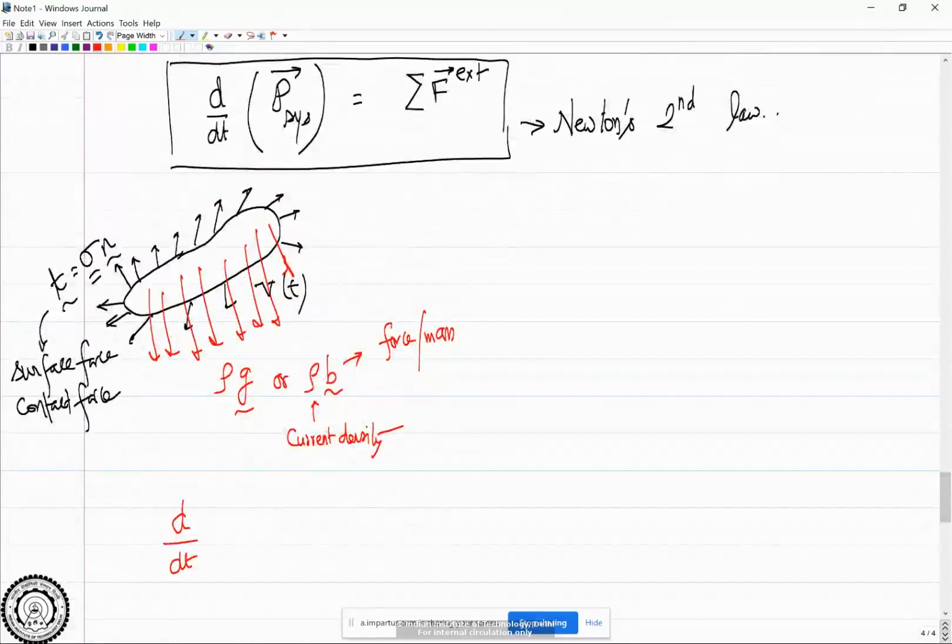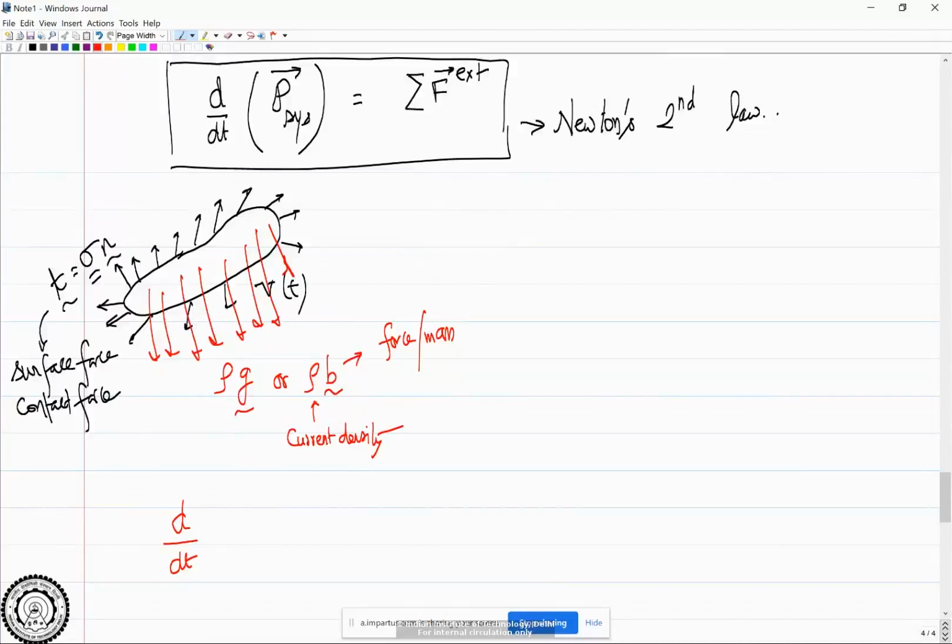Can you recall what is linear momentum for a particle? Anybody? Vinayak? Mass into velocity, right? But here you see this body has got several particles. So you have to sum over all the particles, mass times velocity.